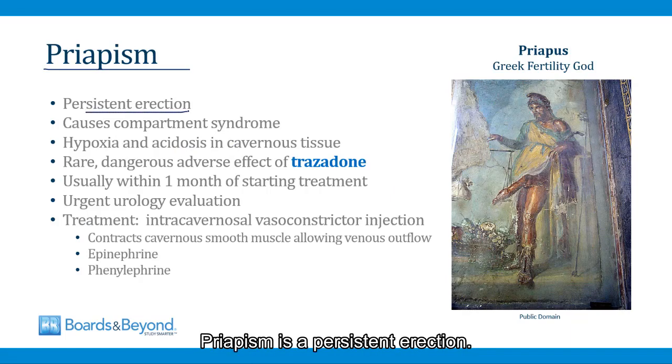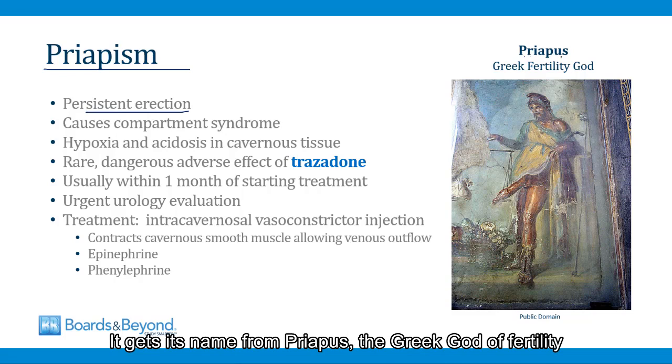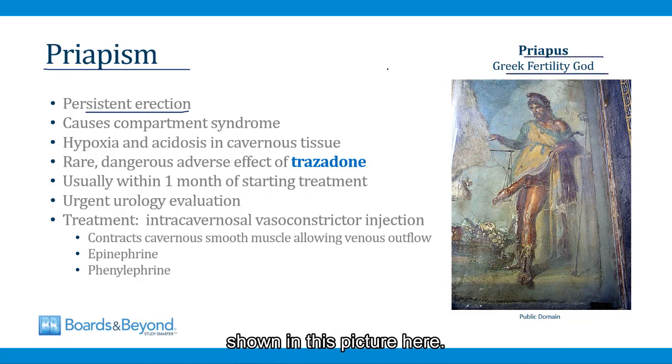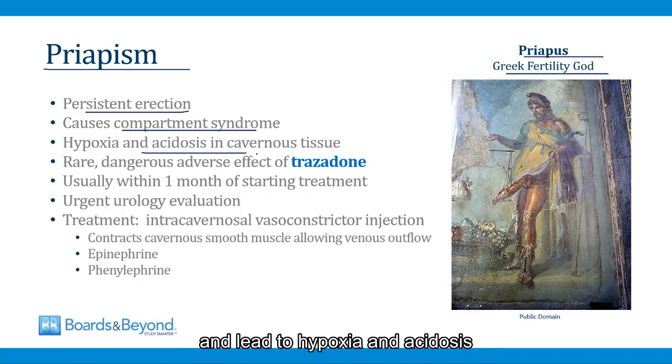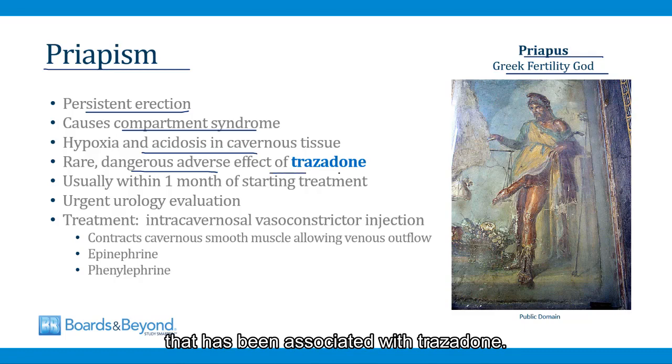Priapism is a persistent erection. It gets its name from Priapus, the Greek god of fertility, shown in this picture here. And the persistent erection of priapism can cause compartment syndrome and lead to hypoxia and acidosis in the cavernous tissue of the penis, and therefore it's potentially life-threatening. And it is a rare but dangerous side effect that has been associated with trazodone.